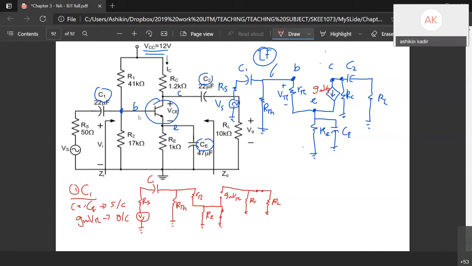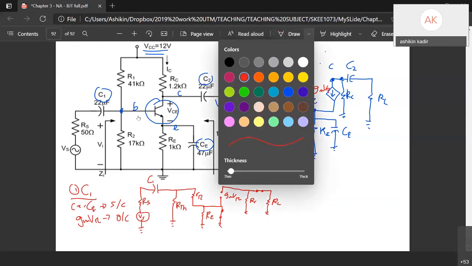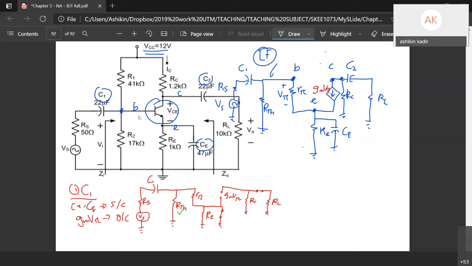So that means here what you can see is only RTH, Rπ, and also RS will be considered in our analysis, right? RC and RL we don't care about because the circuit over here is already disconnected. Okay? Okay everyone?